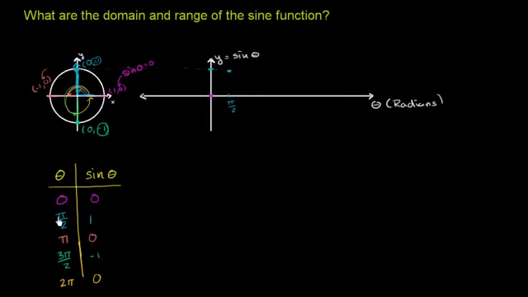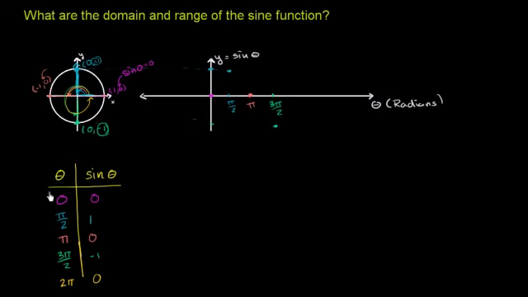When theta is equal to pi, sine of theta is 0. So we go back right over there. When theta is equal to 3 pi over 2, so that would be right over here, sine of theta is negative 1. So this is negative 1 over here. I'll do the same scale over here. I'll make this negative 1. And so sine of theta is negative 1.